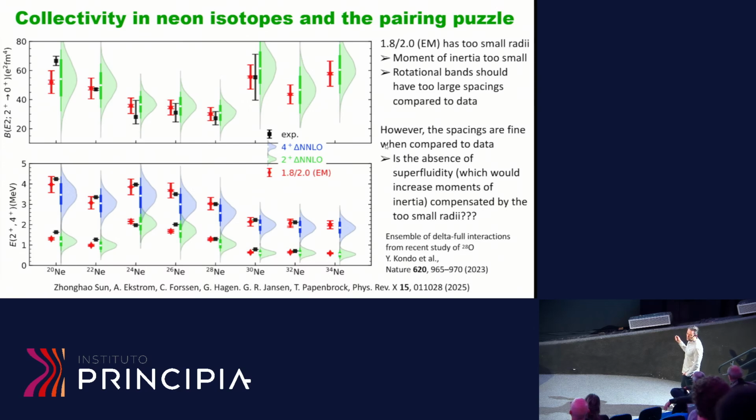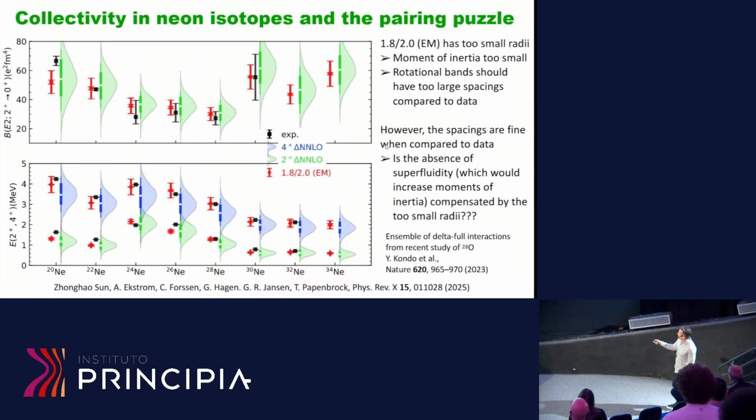So based on the rigid rotor model, that means that we should have too large spacing of the rotational band compared to data. But we see that actually we have a nice agreement here with data. So what's going on? Might this be the fact that these chiral interactions induce so little, almost no pairing in these calculations? And we know that the absence of superfluidity, which would increase the moment of inertia, is compensated somehow accidentally by having too small radii. So this is an open question.